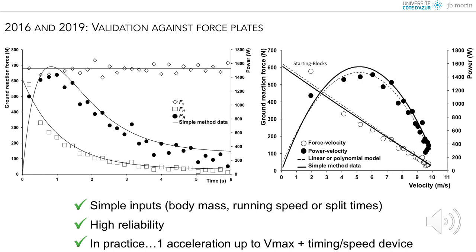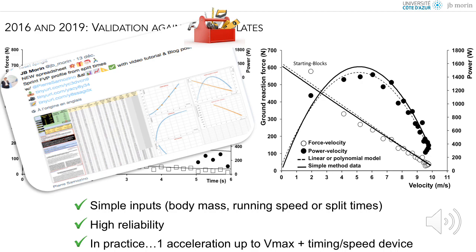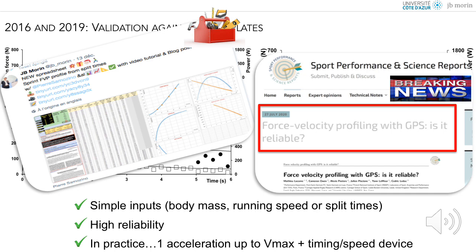In practice, you can use a camera to measure split times, timing gates, or a radar device. You can use the spreadsheet that we've developed to do the measurements, or you can also use GPS devices. This is something that has been published recently by Mathieu Lacombe and his team. If the GPS is accurate enough, then you can calculate the speed, fit with the exponential function, and calculate the force velocity profile. So this is good.